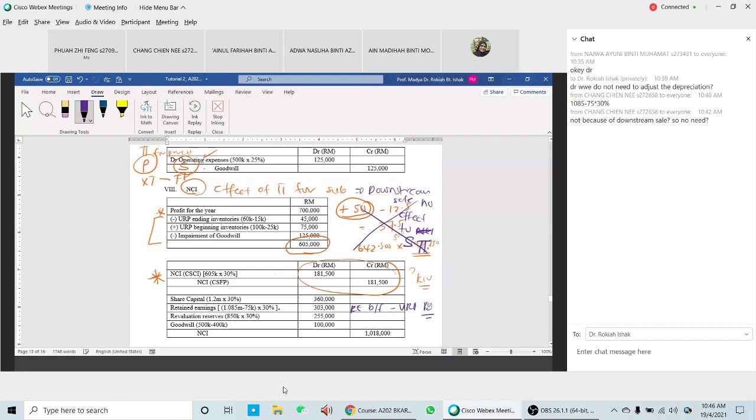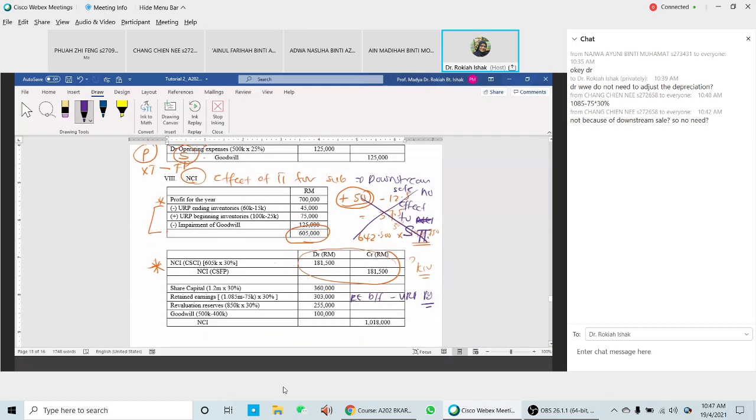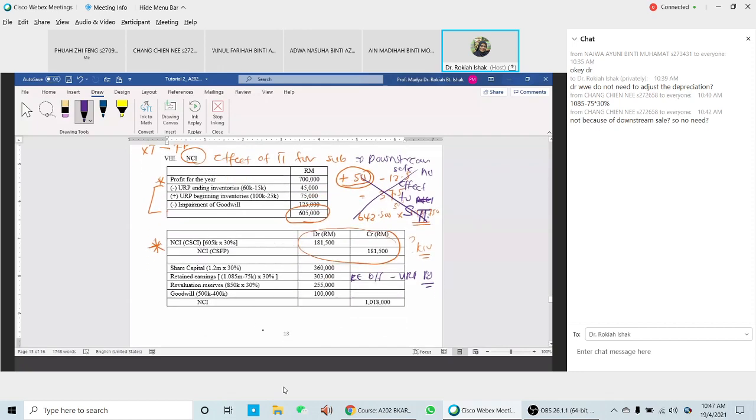Times 30%. Revaluation reserve 850, from the question that you have there, 850. And then goodwill is 500 minus 400. We haven't calculated this one actually. We already calculated goodwill here, so I just show you how to get this one. The goodwill that we have here is 500.